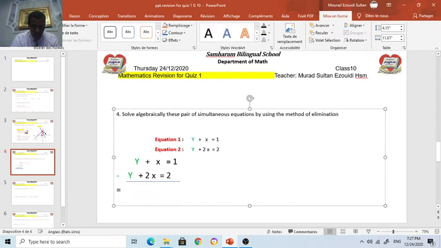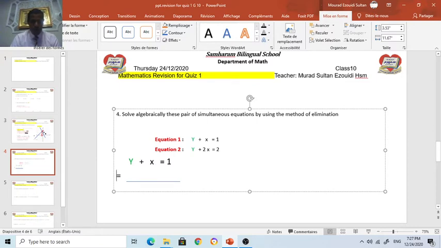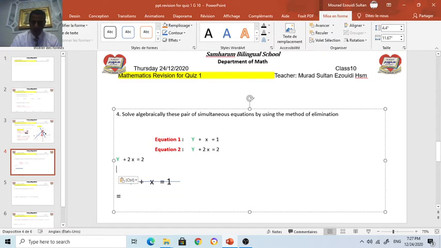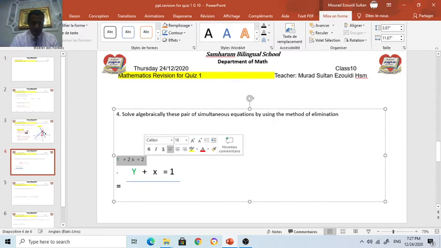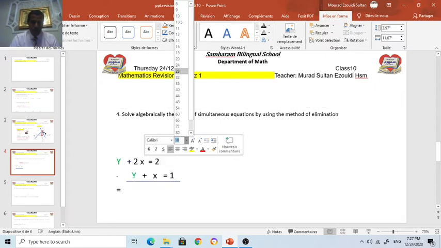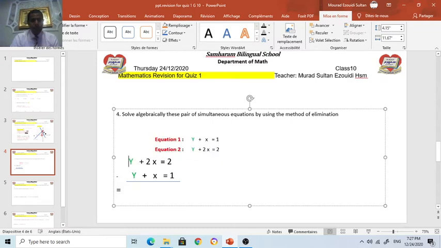Okay, look here, y minus y is 0. Then we said equation 2 minus equation 1. Here we said this is the sign of subtraction. We said that y minus y is 0, 2x minus x gives only x, then 2 minus 1 is 1. So as a conclusion, x equals 1 is the first variable.